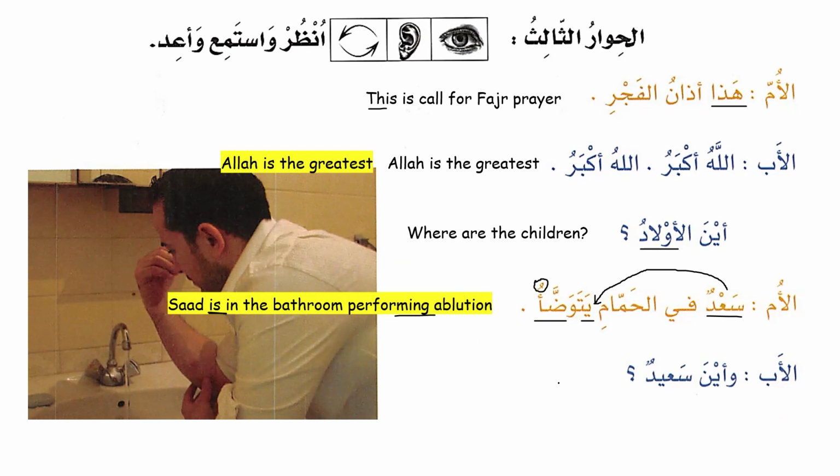Wa aina Sa'idun, and where is Saeed? So wa means and, aina again we use to ask a question, and Saeed is the name of the person.